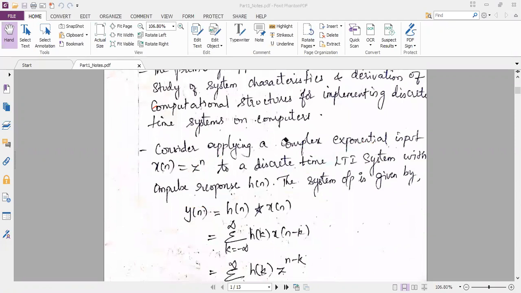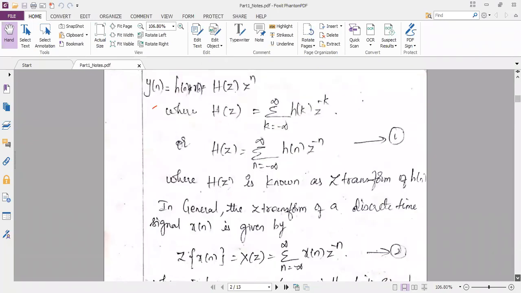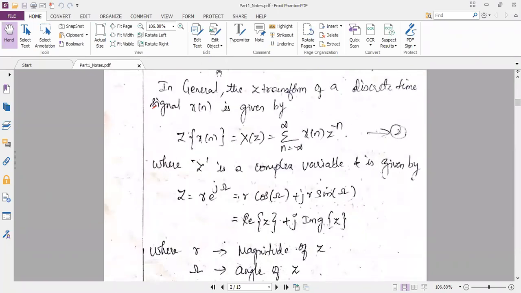So now I am going to write my z in terms of e. So always your z is in terms of exponential term. So here z is a complex variable. I am writing z is a complex variable which is given by r into e power j omega. So r is nothing but your magnitude and this omega is nothing but your phase.